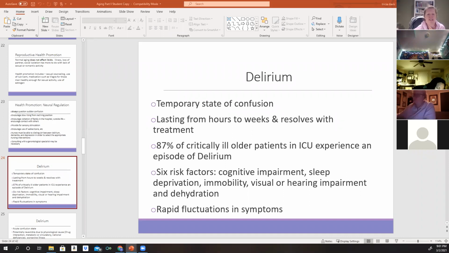You will see an increase in the incidence of people developing delirium that have certain risk factors, such as cognitive impairment. So these people are at more risk for developing delirium if they've had sleep deprivation, if they're immobile, and then if they have visual or hearing impairments, and then in patients who are dehydrated. And then we want to watch out for any kind of rapid fluctuations in symptoms. So any increase in variances with those blood pressures, heart rates, temperatures, all of our vital signs, labs, things like that, we want to just take into consideration.